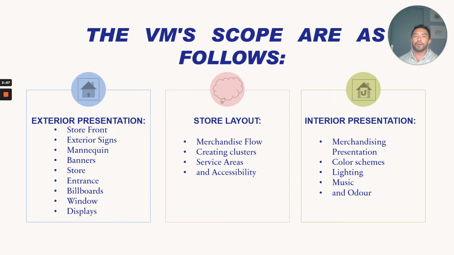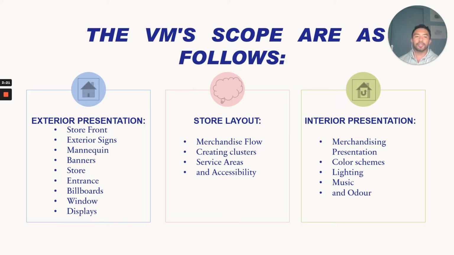The VM scope is as follows: the exterior presentation, which includes storefront, mannequins, banners, entrance, the window and displays, and the store layout, which includes merchandise flow, creating clusters, and of course, accessibility, which is a major part of visual merchandising.